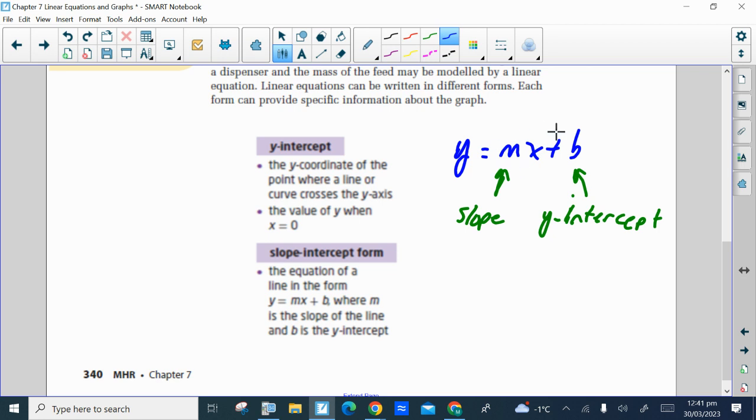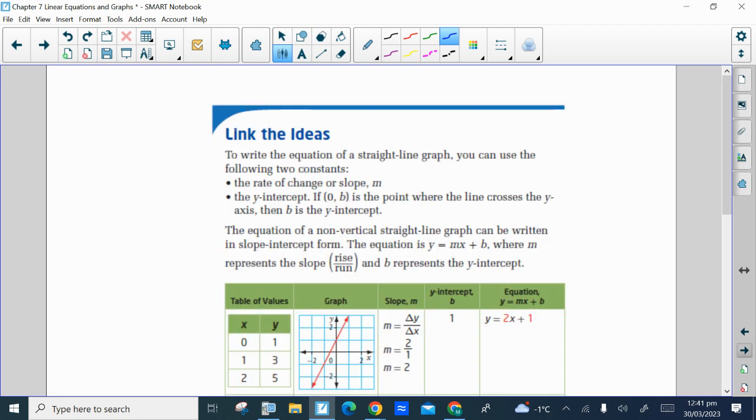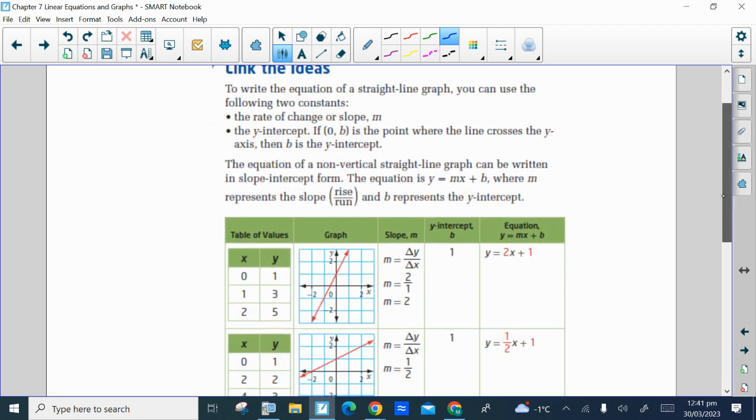But the term that involves the x tells you the slope. The number in front of x, the coefficient of x, tells you the slope of the line. And the constant, the term that doesn't have the x, tells you where the y-intercept is. So that's what the slope-intercept form of a line tells us. So again, to write equations of a straight line graph, you can use the following two constants.